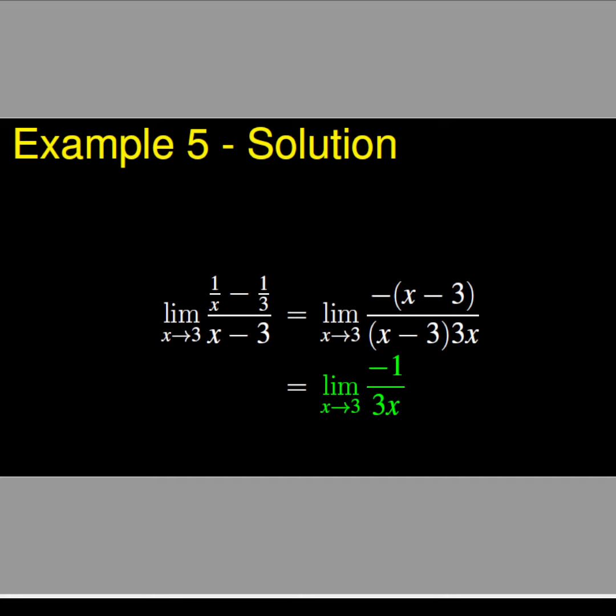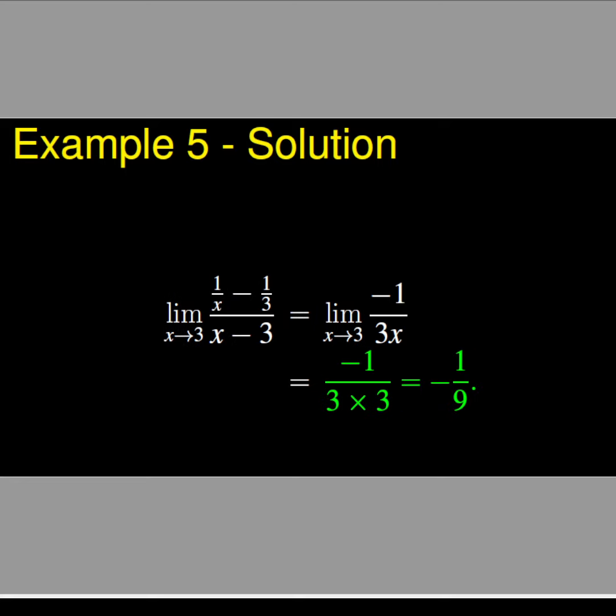We should be able to compute the limit by using the quotient law, by dividing the limit of the numerator by the limit of the denominator. This is the same as plugging the value 3 into the expression. Now that we have fully simplified the expression, we can compute the limit by plugging 3. So the limit is negative 1 divided by 3 times 3. In sum, the limit is negative 1 over 9.